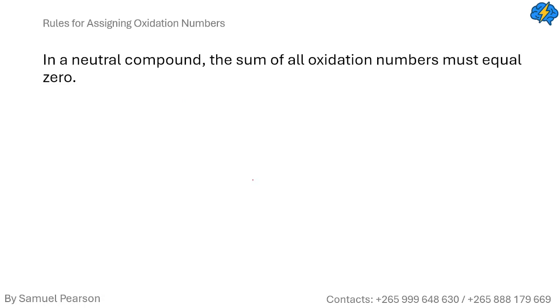Another rule is that in a neutral compound, the sum of all oxidation numbers must equal 0. So we have a number of neutral compounds. For instance, we have water. When you add the oxidation number of hydrogen atoms and the oxidation number of the oxygen atom, the sum should be 0.